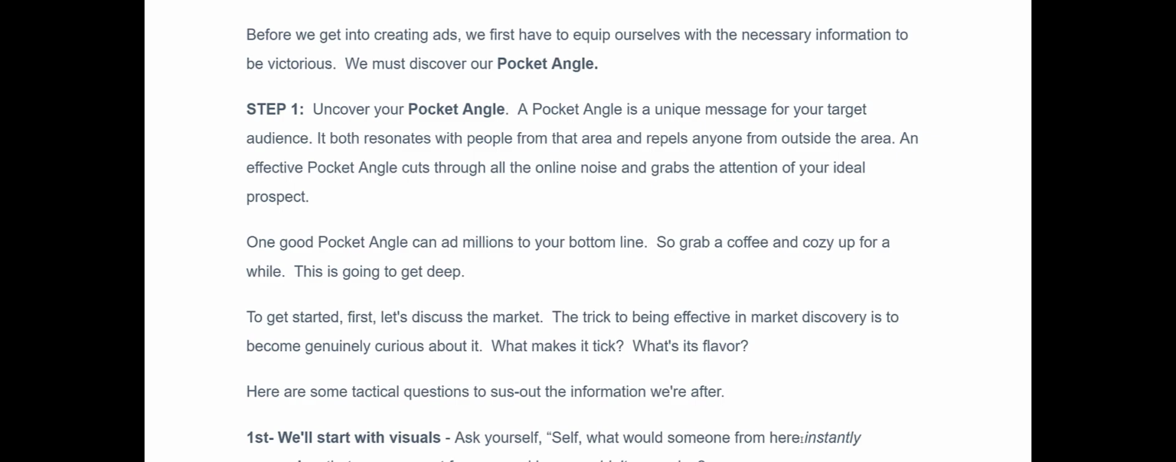So to get started, first, let's discuss the market. The trick to being an effective market discoverer is to become genuinely curious about it. What makes it tick? What's its flavor? And instead of just talking about strategies and methods and opaque things that don't really give you the way to do this stuff, we're going to give you some tactical questions so that you can suss out the information that we're after, okay?